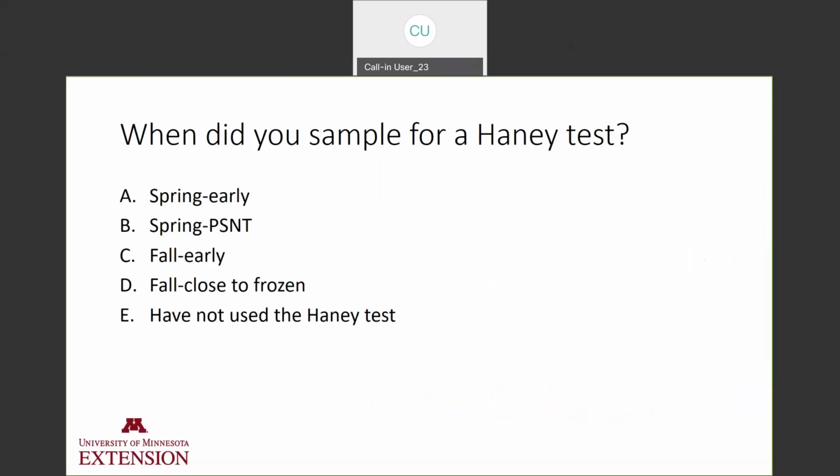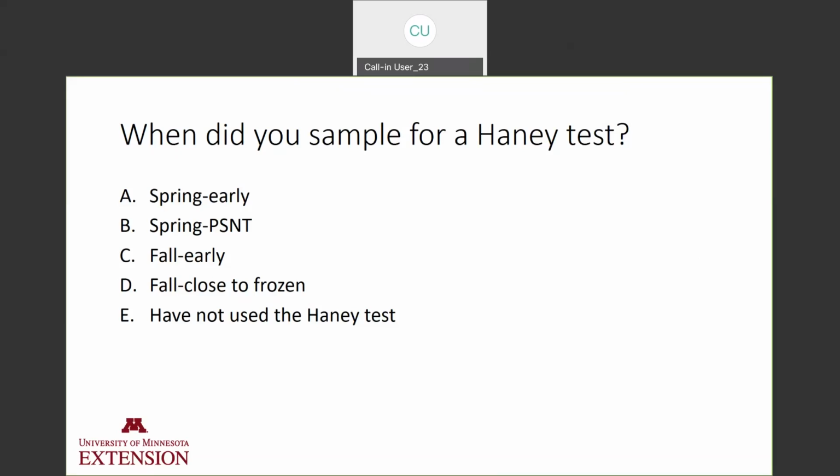Based on this research, I'm curious when those of you who have used the Haney test have sampled during the year. So this is another quick poll question. I'm curious whether you sampled A, early in the spring, B, at a pre-sidedress nitrate test sample, so essentially when the corn is already up, later in the spring, C, early fall, or D, fall but close to frozen, so last thing in the year, or E, you have not used the Haney test. There's no right answer. Your answer will not be used against you. Don't worry about that.